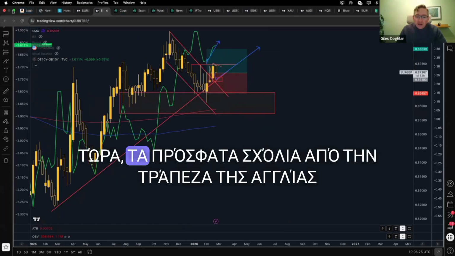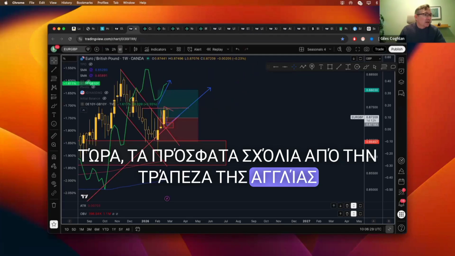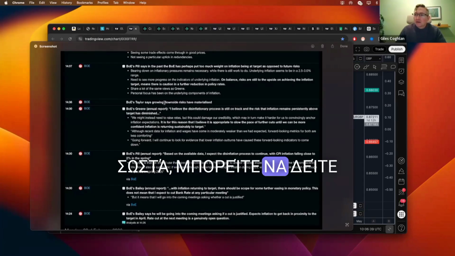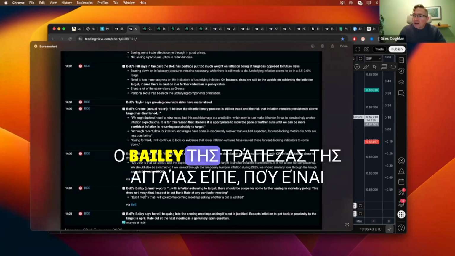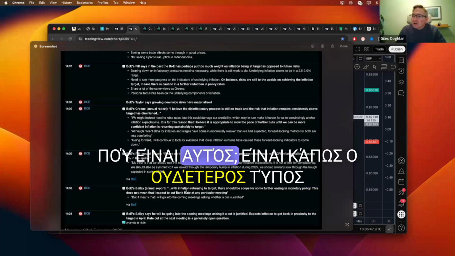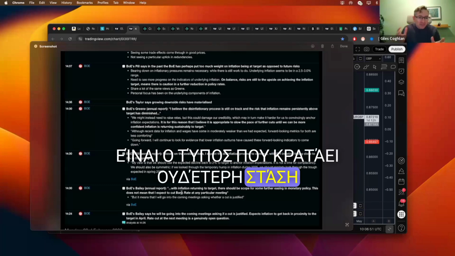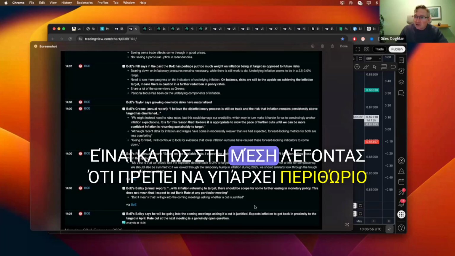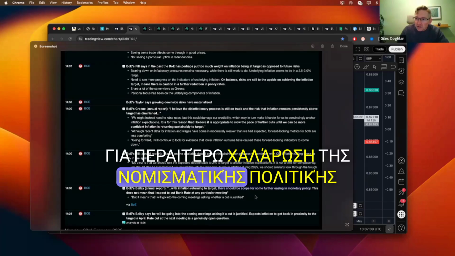Now, the recent commentary from the Bank of England, if we just go and look at some of that here. Bank of England's Bailey has said, where is it? He's kind of the neutral guy. Cheers, Stephen, I'll have a look at that in a minute. He's kind of sat in the middle saying there should be some scope for some further easing in monetary policy.